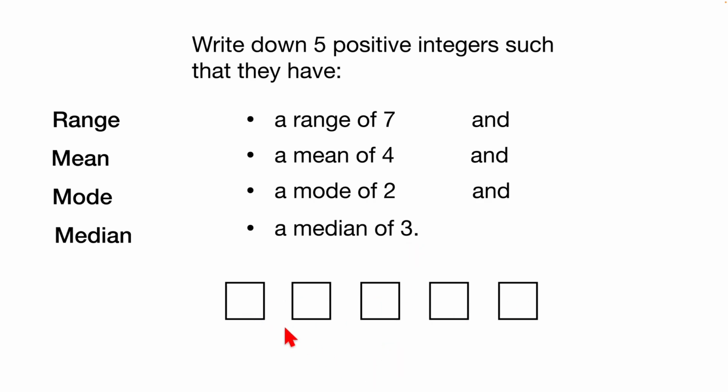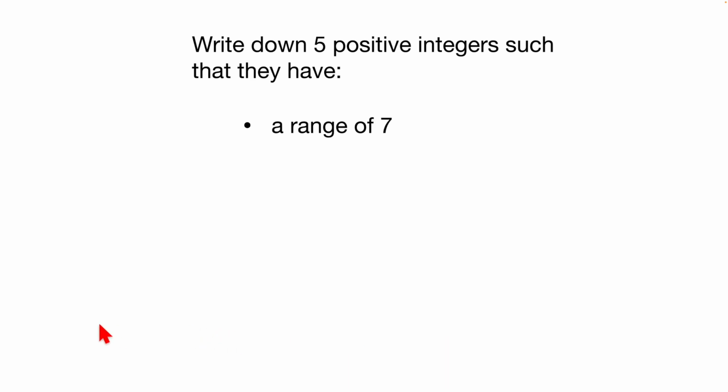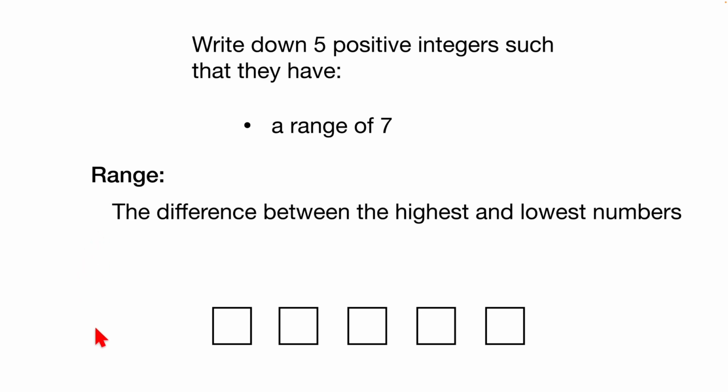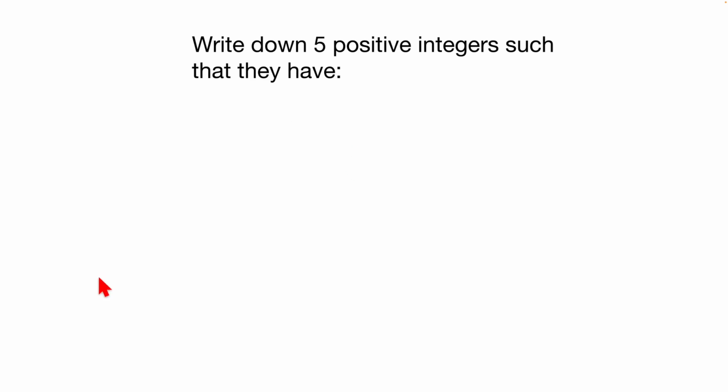You can scribble around, obviously, do some calculations, and the aim is to put the numbers in ascending order, because that makes it possible, not easy, but if you don't do that, then you really are asking for trouble. Let's look at each one individually. A range of 7. A range is the difference between the highest and the lowest numbers. So given these boxes, that's the difference between this subtracting this, and therefore we end up with, in this case, 7, a range of 7.